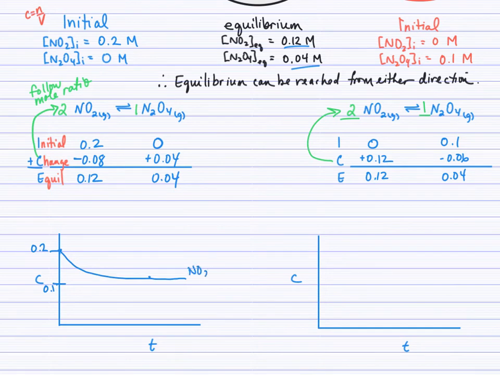So this is NO2. How do I represent the N2O4? Well, it started off at 0, so I'm down here at 0, and I need to go up to 0.04, so maybe this far. So there's my N2O4.